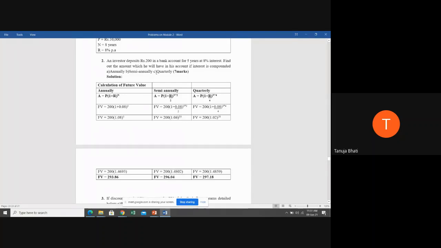Next, they said quarterly. In case of quarterly, you need to simply multiply n by 4 and divide r by 4. When you divide r by 4, that is 8% by 4, you get 2, and 5 into 4, you get 20. So further solving it, you have to see 2% for 20 periods in table number 1. When you check that, you will get the answer 1.4859. Multiply it by 200, and you will get the future value as 297.18. So students, such a simple problem is carrying 7 marks.